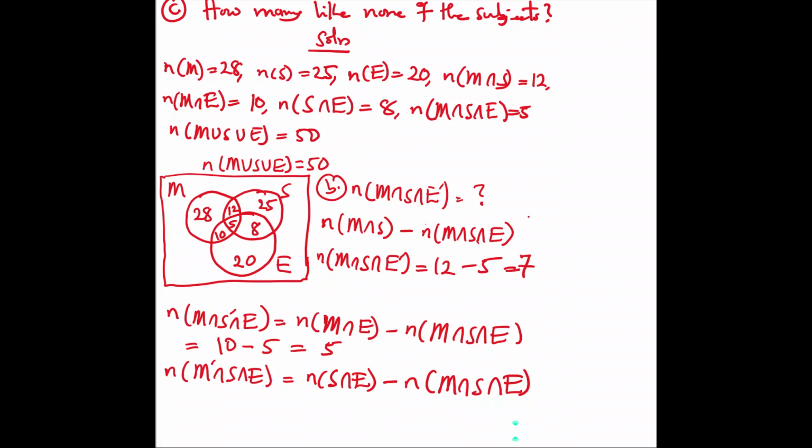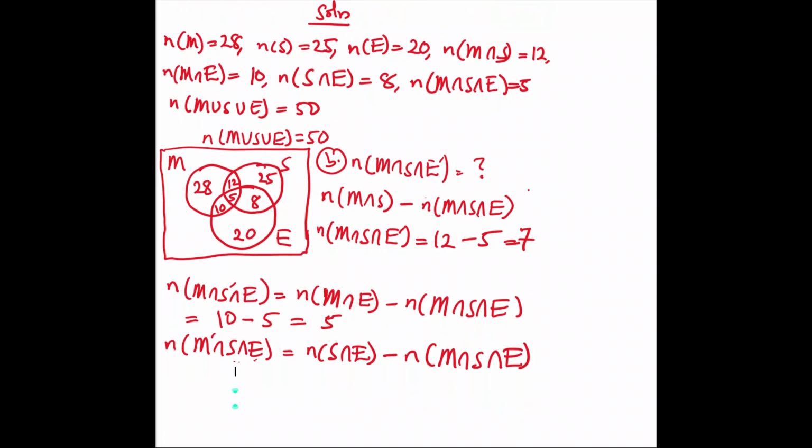So what you do, you take the two that are in consideration, and then you take the number of students who like both two, the both two you are looking for, minus the number of students who like all three. So that's the same formula that I use for everything. That's why you see me using the same formula. I'm always subtracting from M intersection S intersection E. So that will be 8 minus 5, and 8 minus 5 is 3.